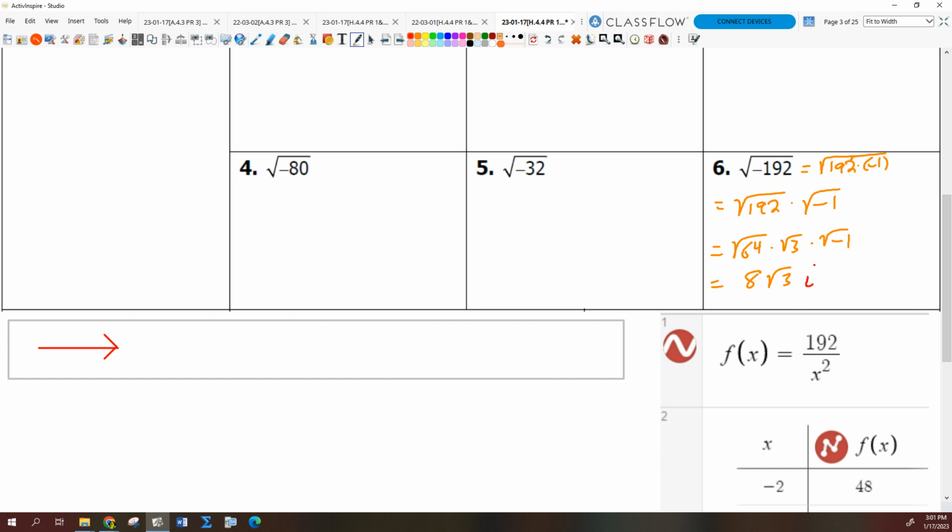Okay, so when you're doing these, there's kind of a shortcut you can take. Anytime I have a negative number inside a square root, I always know that it's going to give me an i outside the square root. So all I have to do is know that I'm going to get an i and ignore the negative. I'm just going to simplify the square root of 192, but I'm going to have to multiply by i at the end. That make sense?